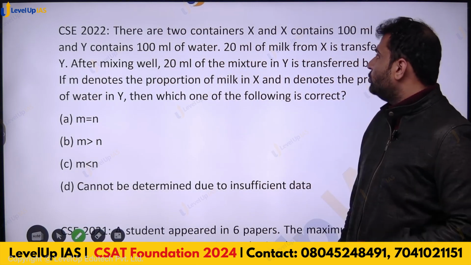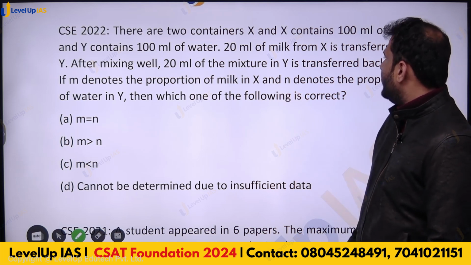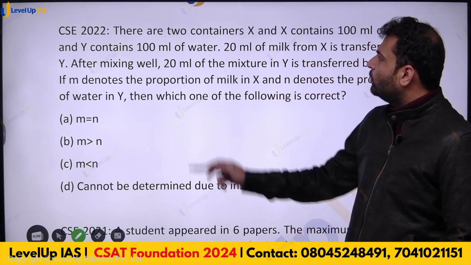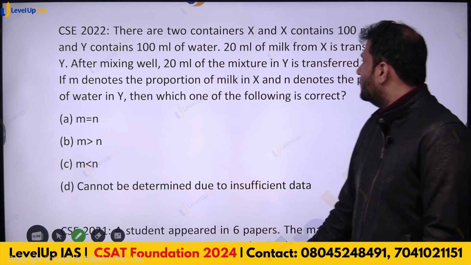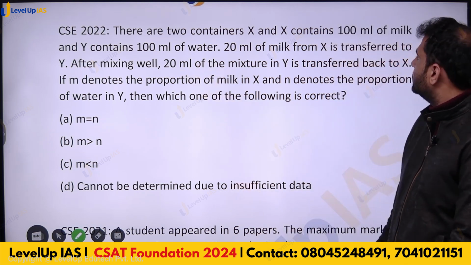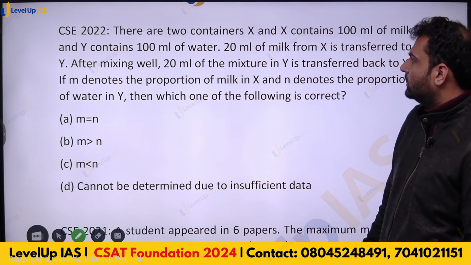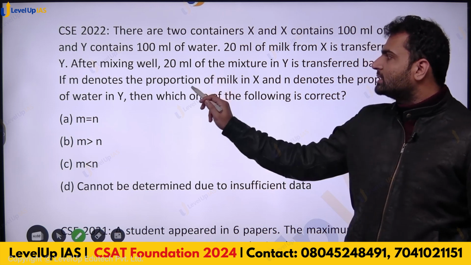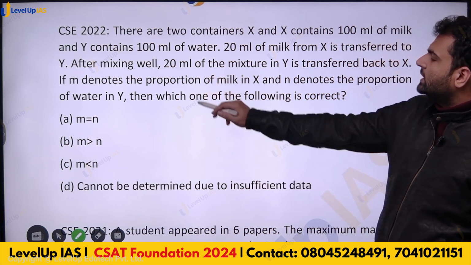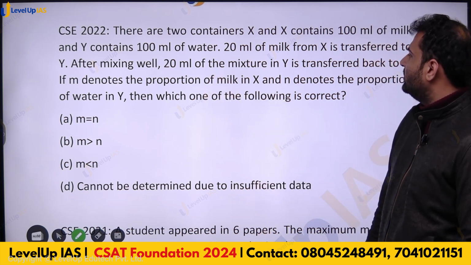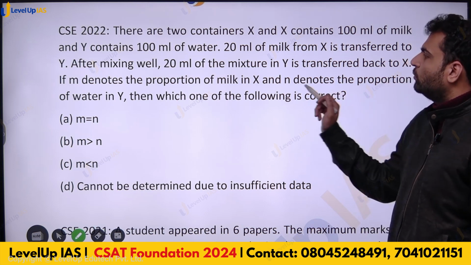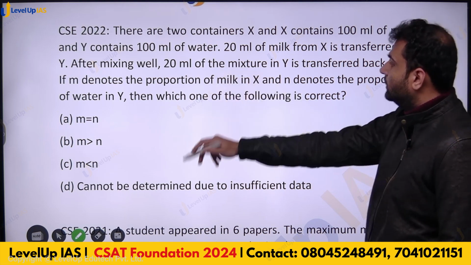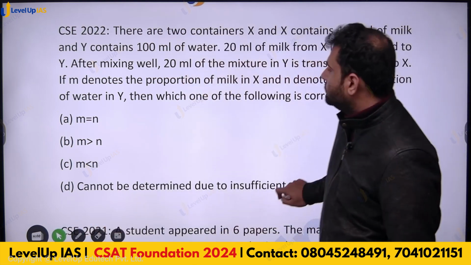The question is: there are two containers X and Y, and X contains 100 ml of milk and Y contains 100 ml of water. 20 ml of milk from X is transferred to Y. After mixing well, 20 ml of mixture in Y is transferred back to X. If M denotes the proportion of milk in X and N denotes the proportion of water in Y, what is the relation between M and N? So let us see.